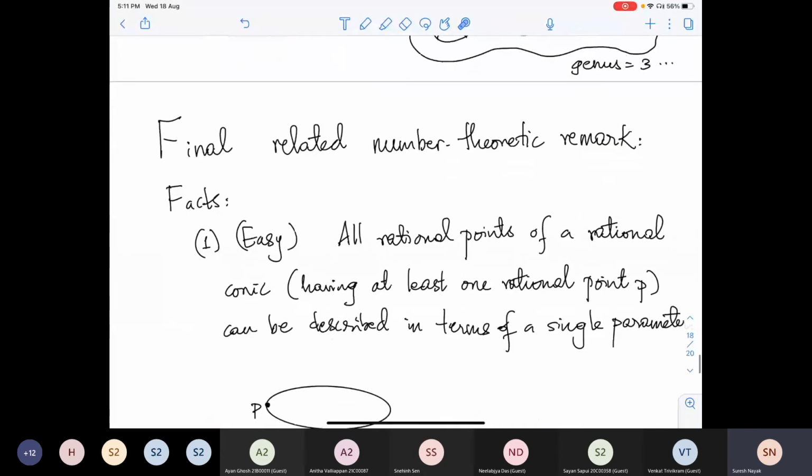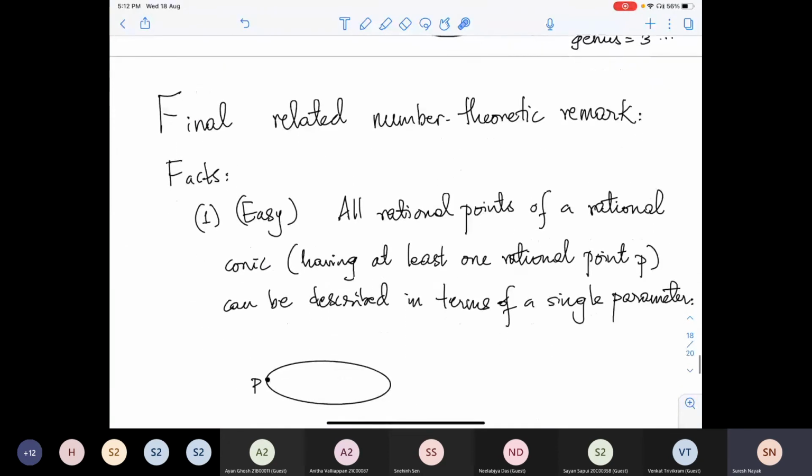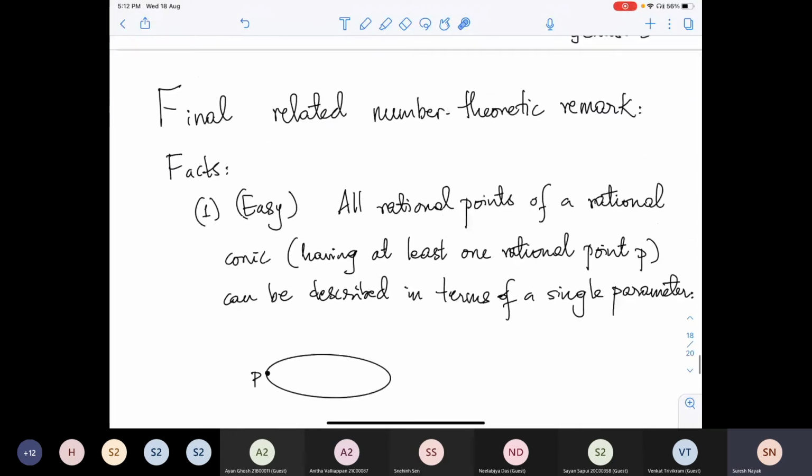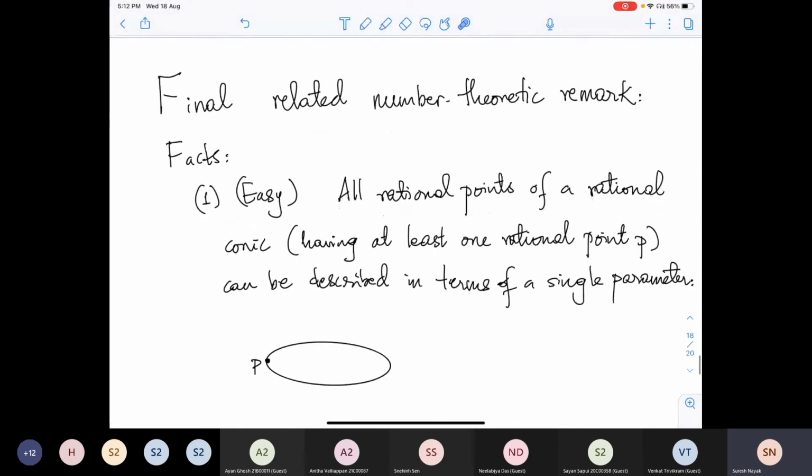And so this is my last slide here, and I'll end with this. Sorry, I took a little bit more time. So all this turns out to be related to an interesting number theoretic fact.